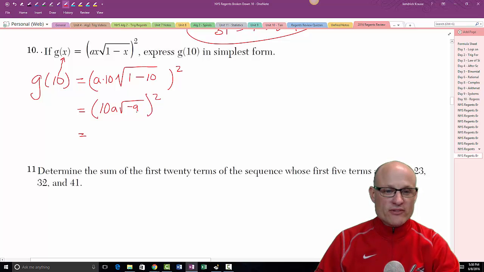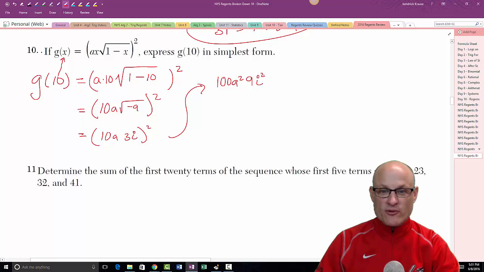The square root of negative 9 is 3i, squared. Okay, now I just square everything. So 10 squared is 100. A squared is just a squared. 3 squared is 9. And i squared is just i squared. But don't forget, i squared is really negative 1. So this becomes 100 times 9 times negative 1, or negative 900 a squared.